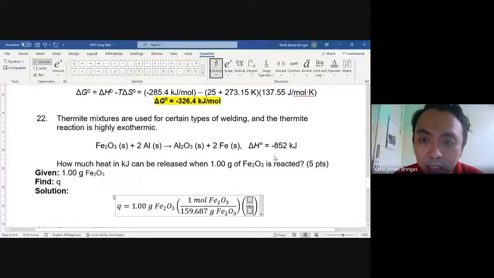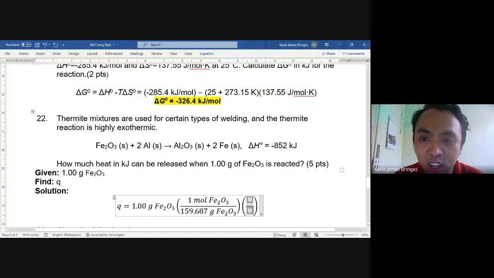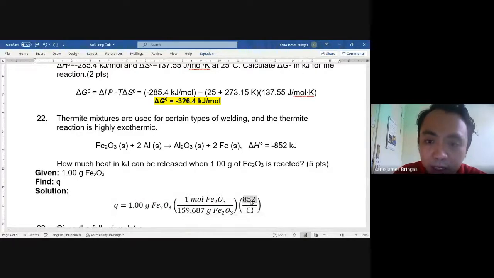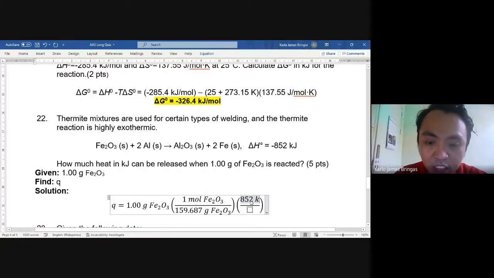A common mistake that I see in your section as well as other sections is that we included the negative sign of delta H. So the negative sign, we don't include it in here anymore. We're simply interested in the value of delta H.